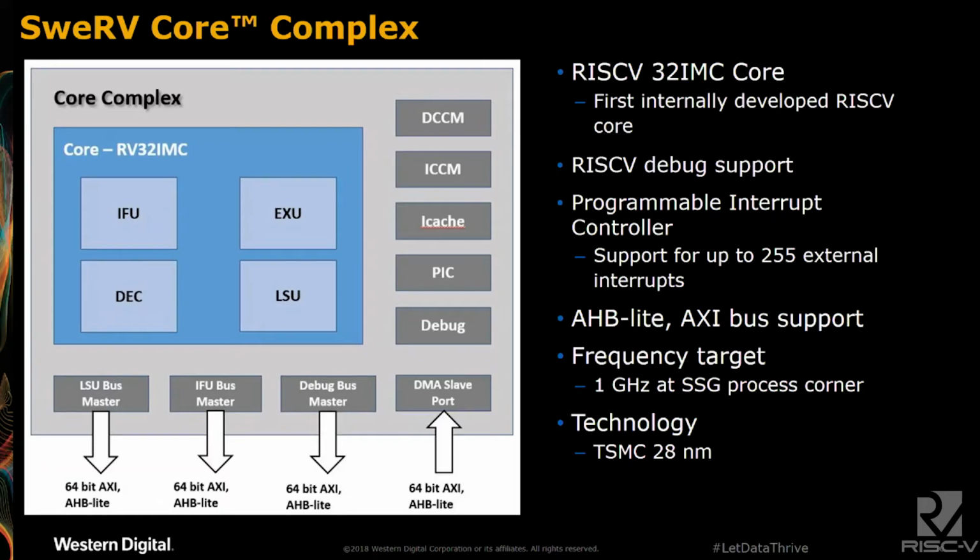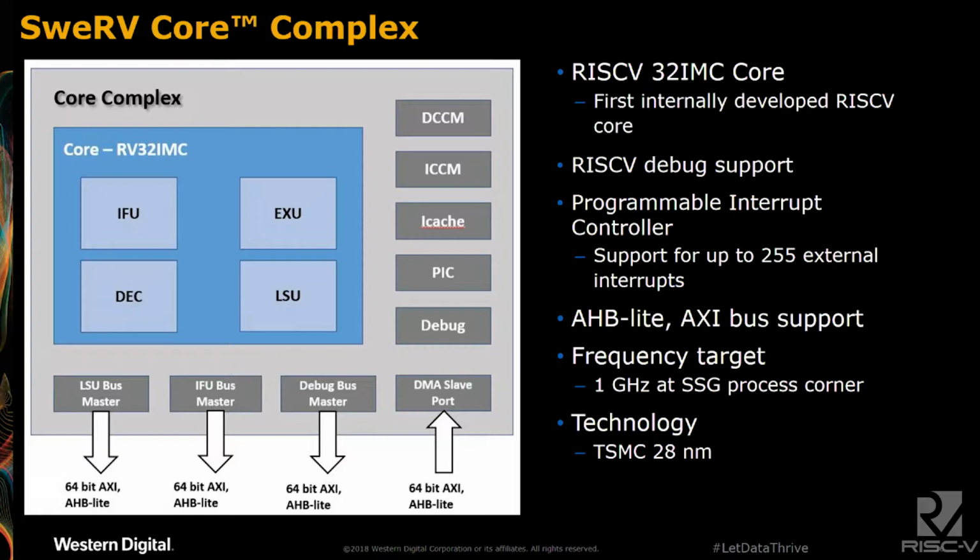So, I'm Robert Goulet. Today I'll be talking about the Swerve core, which is Western Digital's first RISC-V core. And the purpose of this core, we were trying to design an in-order core, minimize speculation, and get the highest performance we could for use internally within Western Digital. That was the primary focus. And as already announced, we're going to be open sourcing this core next year.